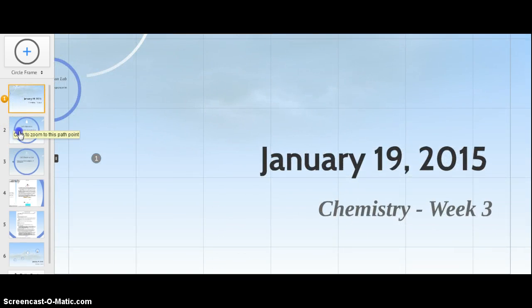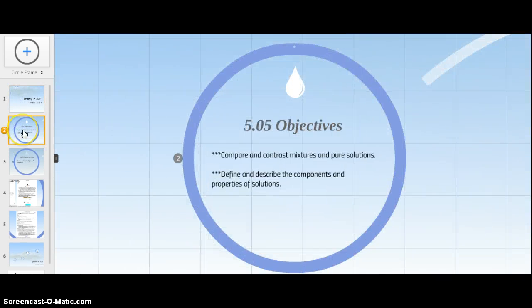Let me just get to this real quick, and that is 505. In Module 505, the objectives are you will be comparing and contrasting mixtures and pure solutions. This is a really easy read type lesson. It's not like 504 where you saw all the calculations. It kind of goes back to the basic things.